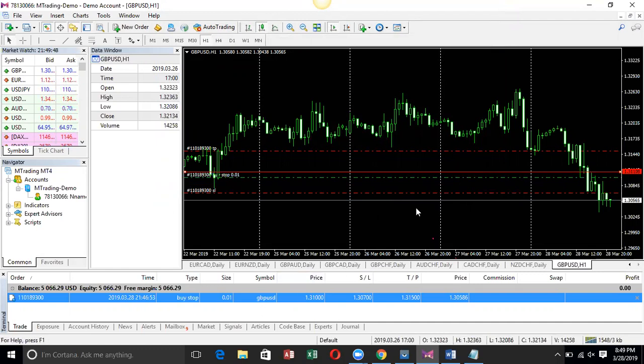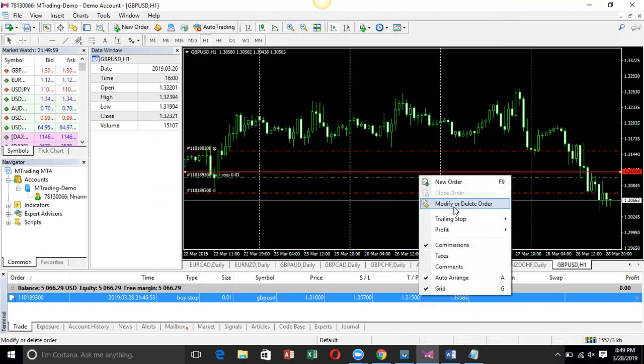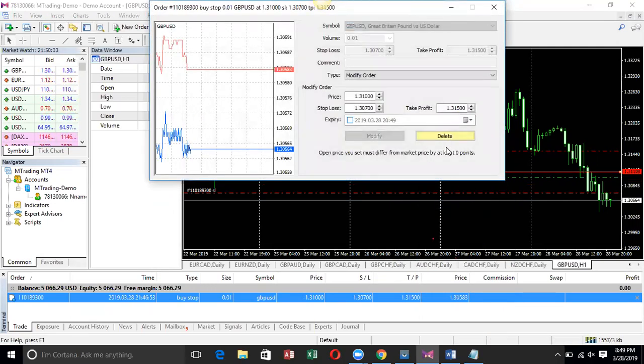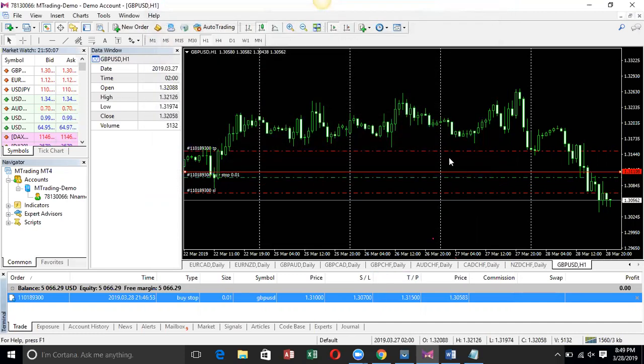There can be any reason why you don't want the trade anymore. Are we following? There can be any reason why you may not want the trade again. You just delete it. Right click again, come to modify or delete. You can click on delete to delete the pending order if you don't want it again. Now let's work on a pending order for sale.